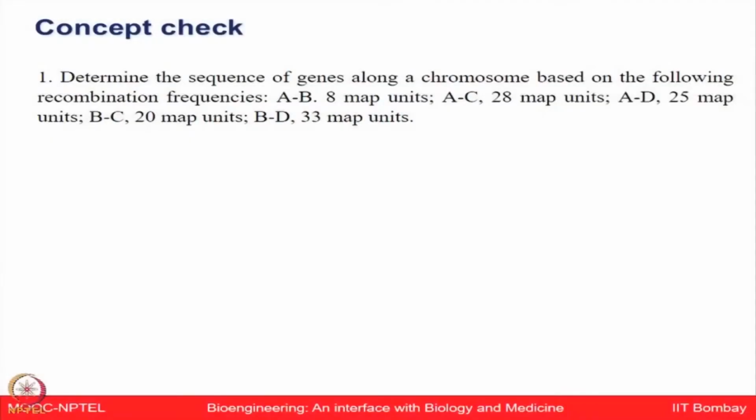Determine the sequence of genes along a chromosome based on the following recombination frequencies: AB 8 map units, AC 28 map units, AD 25 map units, BC 20 map units, BD 33 map units.